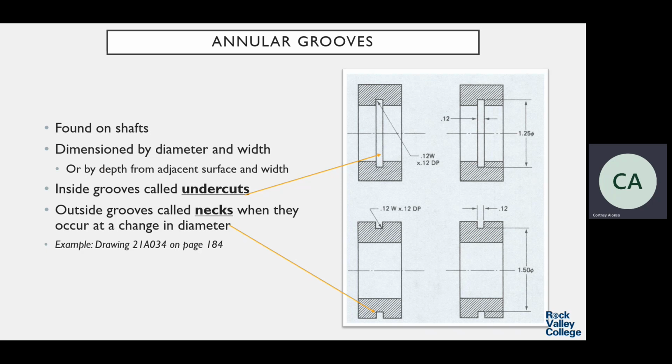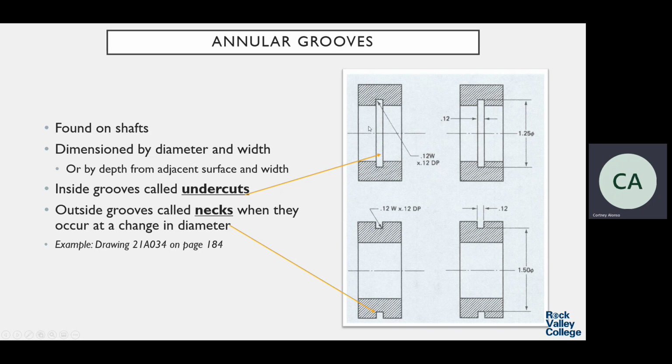Annular grooves. So these are found on shafts and typically dimensioned by the diameter and the width, or by the depth from an adjacent surface. So you can see here, it's going to give you a note: 12.12 width by 0.12 depth. And then you're going to see something like this. So these are two different ways to show the dimension.